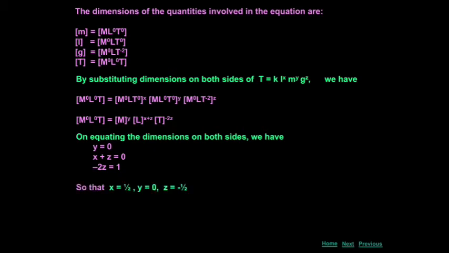Modify this expression. Here minus 2Z is equal to 1, so Z is equal to minus 1 by 2. Now substitute the Z value in the X plus Z equation. Substituting the Z value in the X plus Z equation, we get the X value. What is the X value? It will be equal to 1 by 2. Already the Y value is given as 0, so X equal to 1 by 2, Y equal to 0 and Z is equal to minus 1 by 2.